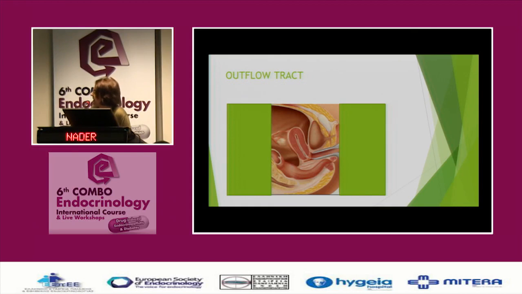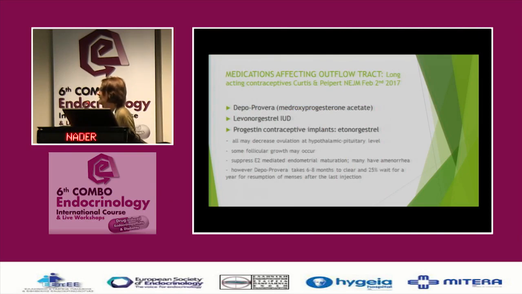And last area, the outflow tract. We don't talk about the outflow tract much as endocrine doctors, but it does play a role. You need a uterus for pregnancy. Now, we often use progestin compounds for contraception.